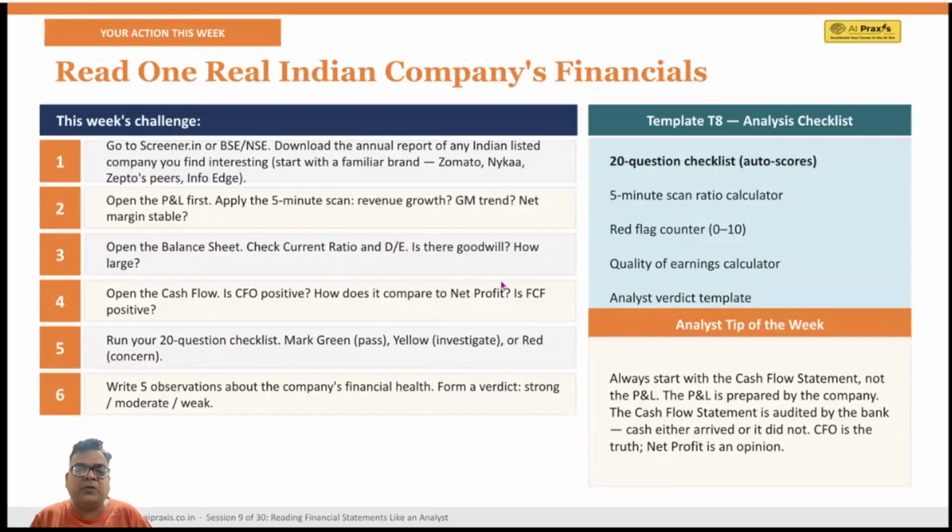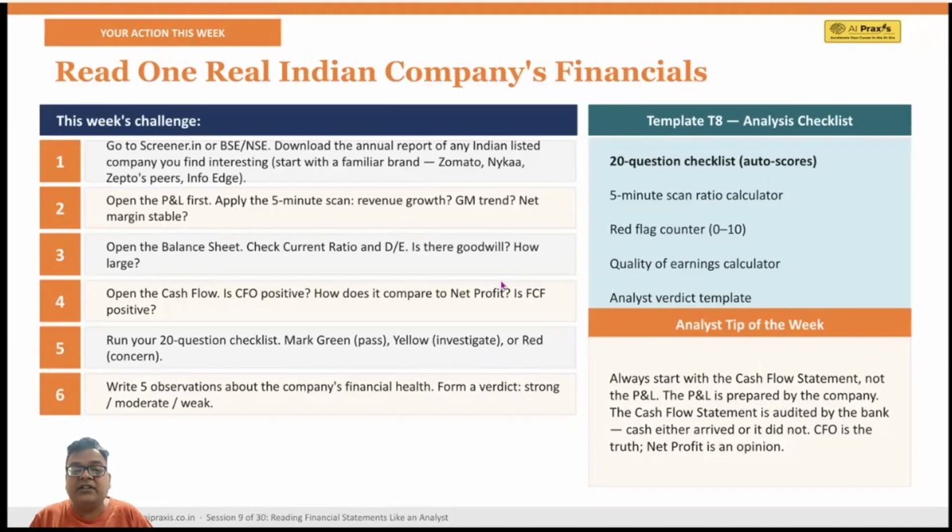Okay. So maybe what we can do is read one real Indian company's financials, right? You can go to Screener or BSE or NSE, download the annual report of any listed company. Start with something familiar. Start with Zomato, Nykaa, or any other brand, whichever you like. Then open the P&L first. Apply the 5-minute scan. Ask yourself, is revenue growing? Is gross margin stable? Is net margin improving?